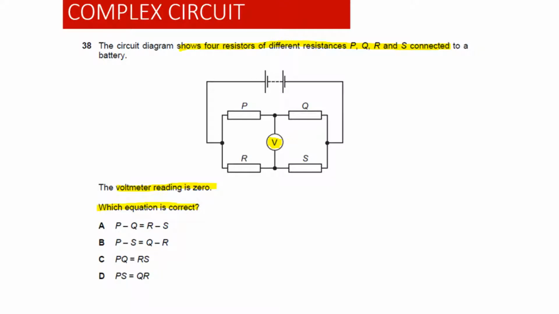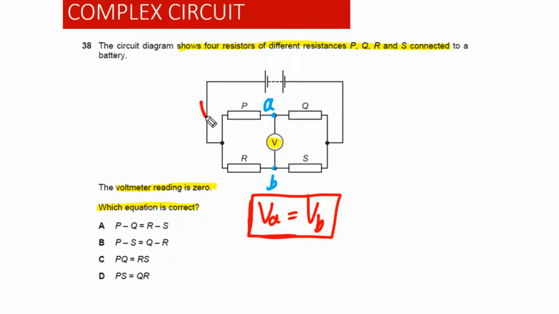In order to answer this question, let's say this point is point A, and this point is B. As it is given to us that the reading on this voltmeter is 0, it simply means that the potential at point A is equal to the potential at point B. It means the potential difference between point A and B is equal to 0. Simply, this is what we can conclude from here.